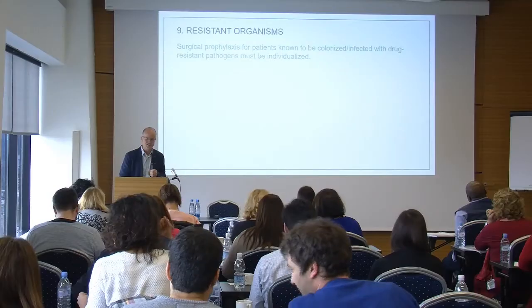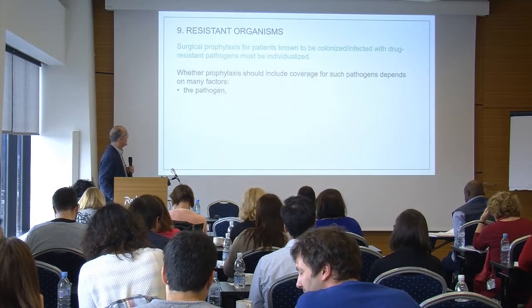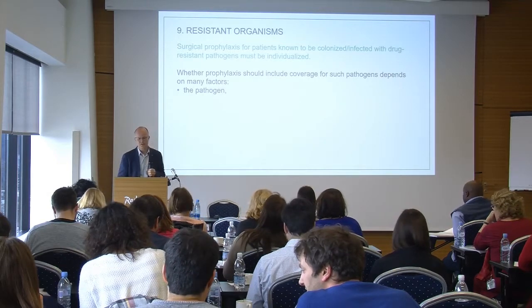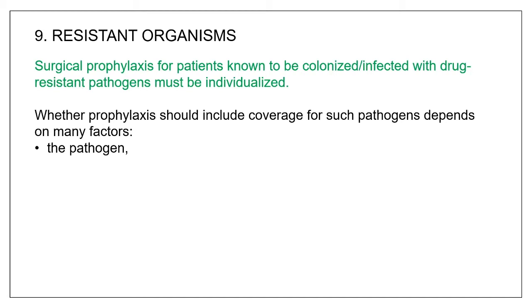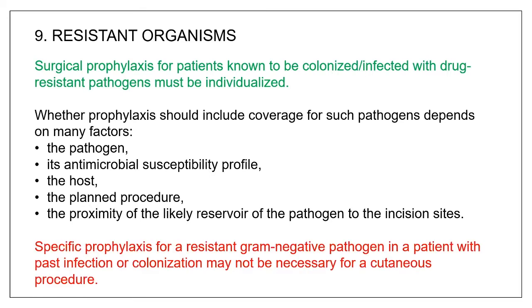Resistant organisms: we talk about beta-lactam resistant bacteria. Surgical prophylaxis for those patients must be individualized. When you decide to include coverage for such pathogens depends on many factors: the pathogen, the host, its antimicrobial susceptibility profile, the planned procedure, and the proximity of the likely reservoir to the incision site. Specific prophylaxis for a resistant gram-negative pathogen in a patient with past infection may not be necessary for a clean cutaneous procedure.